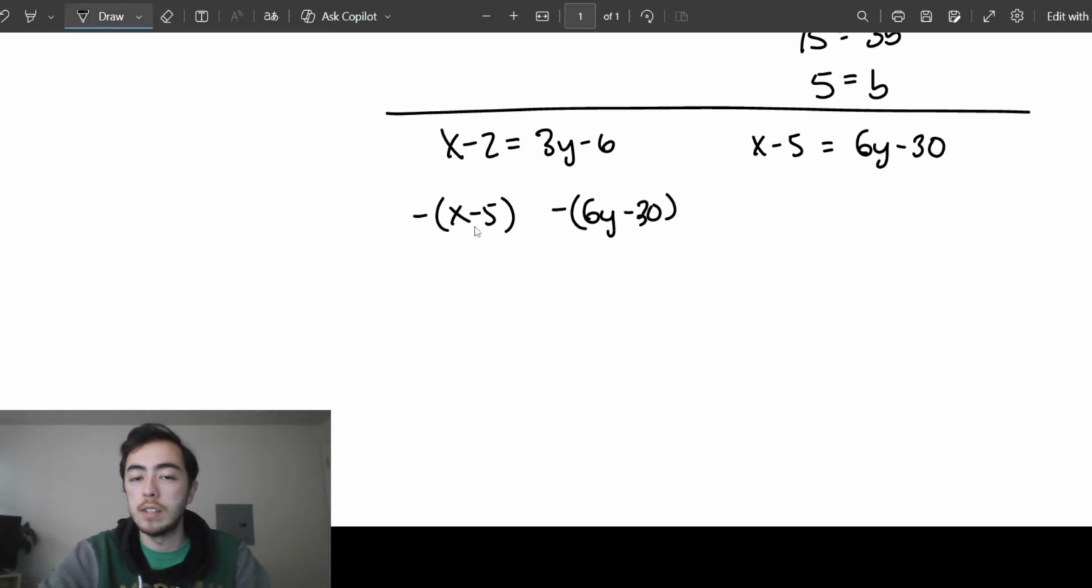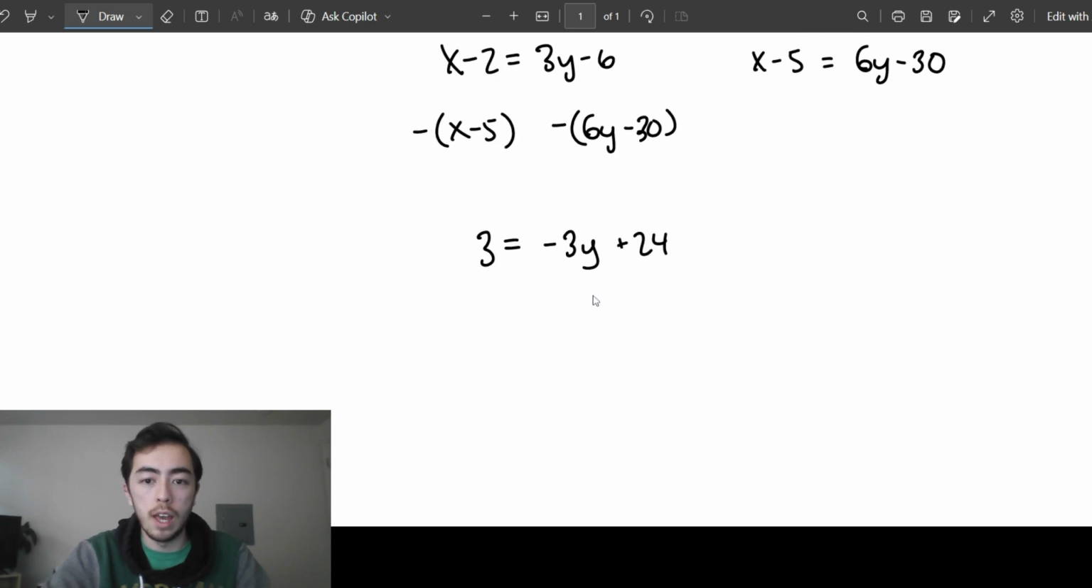So x minus x gives us nothing. Negative 2 minus negative 5 is 3. 3y minus 6y is negative 3y. And then negative 6 minus negative 30 is 24. We can maybe add the 3y to the other side, subtract the 3 to this side, and so we do get y is equal to 7.